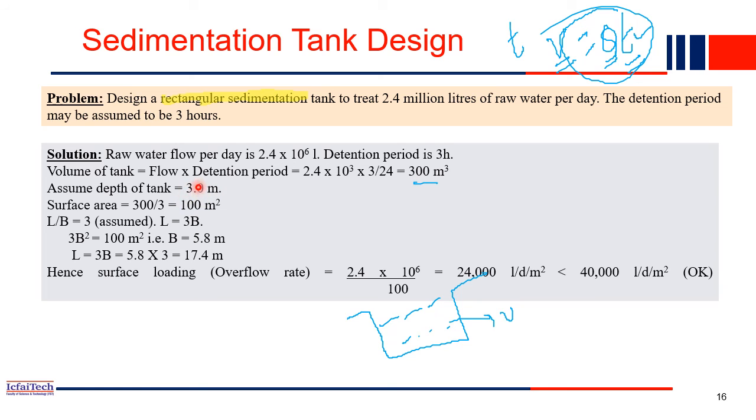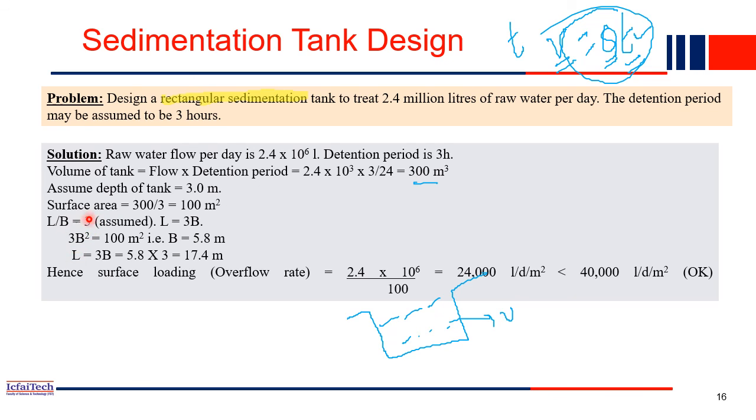So if you consider 3 meter, then the surface area will be, if you divide it by 3, 100 meter square, right? The surface area of this sedimentation tank is 100 meter square. If you assume length by breadth, because we are considering the long channel, in that case the length will be higher than the breadth. So if you consider L by B equal to 3, you can consider 3 to 5. That is our design value, right? Anyone can consider 3.5 or 4, any value in a reasonable range.